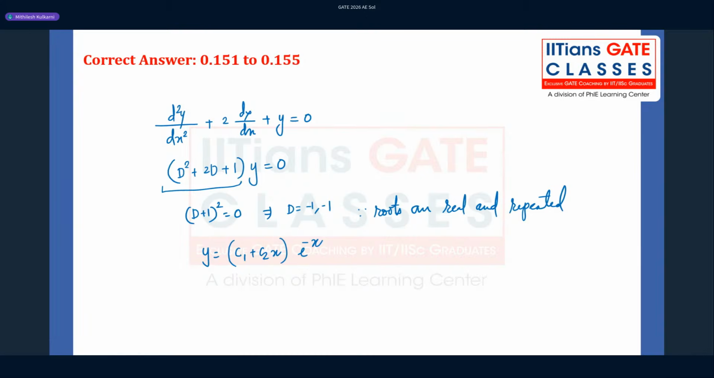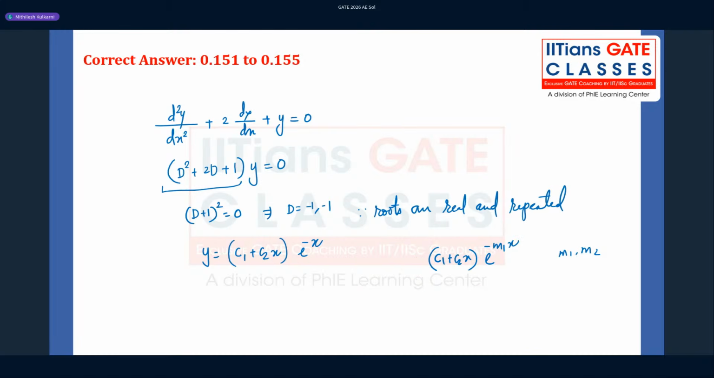Otherwise, it's c1 e to the power m1 x plus c2 e to the power m2 x. Okay, but here m1 and m2 are the same, so c1 plus c2x into e to the power m1 x. So m1 in this case is minus 1, so e to the power minus x we are writing. Generally, you know, c1 plus c2x e to the power m1 x is the general form when we have two roots which are m1 and m1, real and repeated.